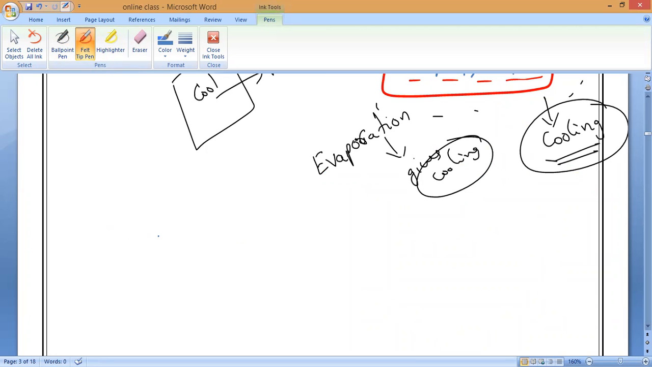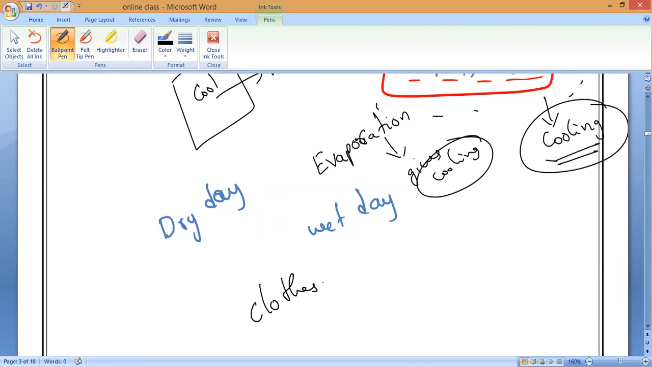As we discussed in the last class, I have 2 days now. One is a sunny day, a dry day, and another one is a wet day, like the winter season. Now you tell me, girls particularly, on which day the clothes will dry faster? Dry day, sir. Yes, on a dry day they will dry much faster compared to the wet day.